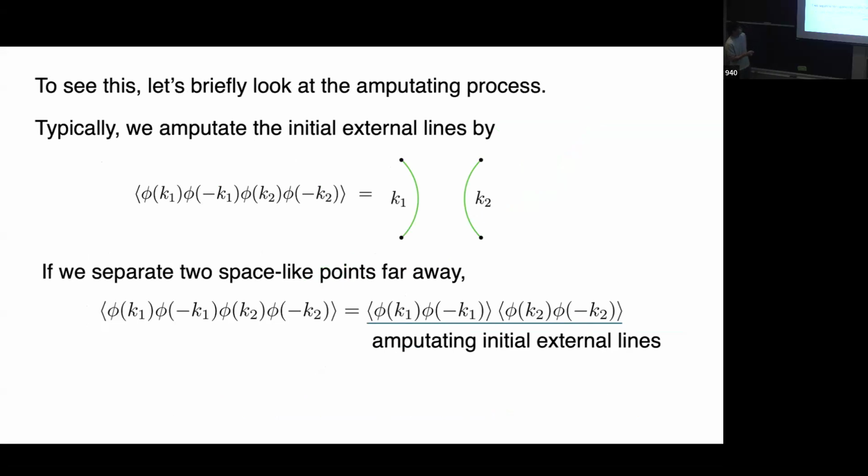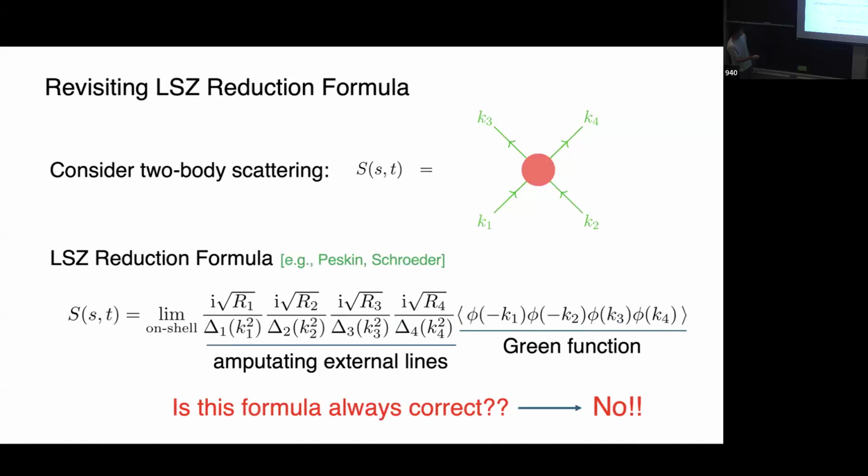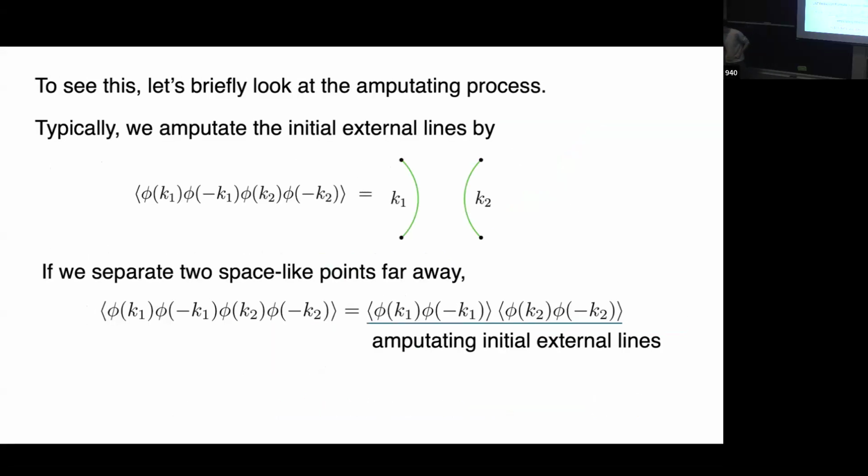So typically we amputate the initial external lines. Here first we consider the amputating for these external lines. And in the amputating process, we consider this kind of four-point function, which can be schematically written like this. In the framework of LSZ reduction formulas, we always assume that these two points are space-like separated. Then this four-point function can be split into these two Green's functions.